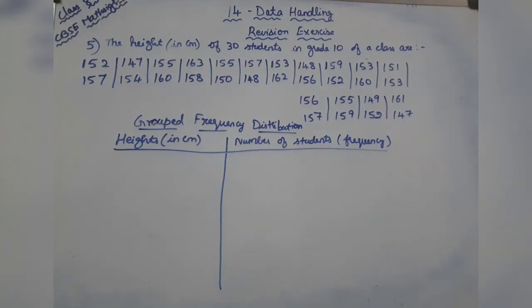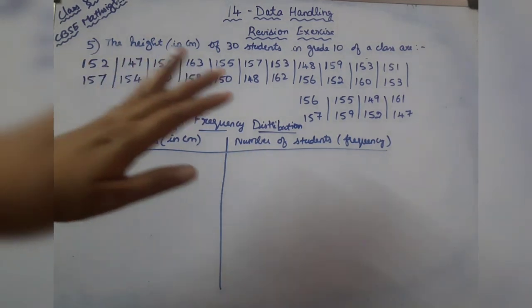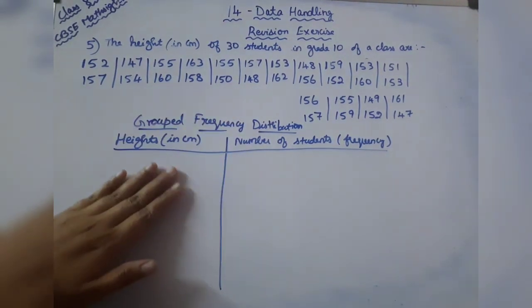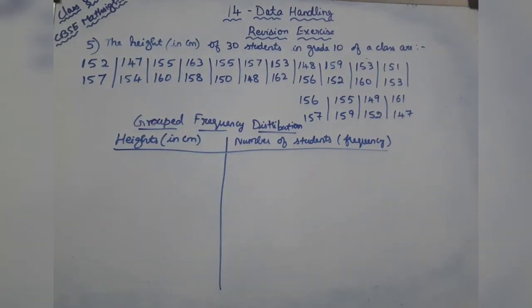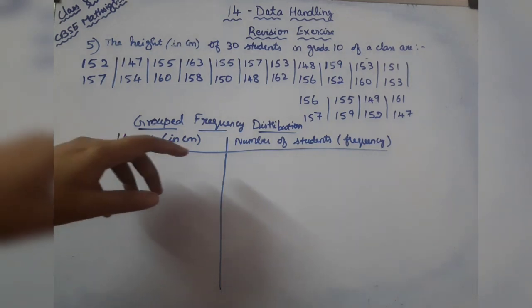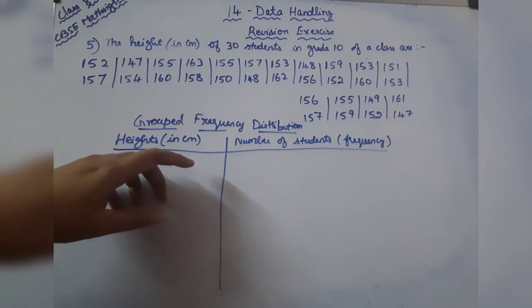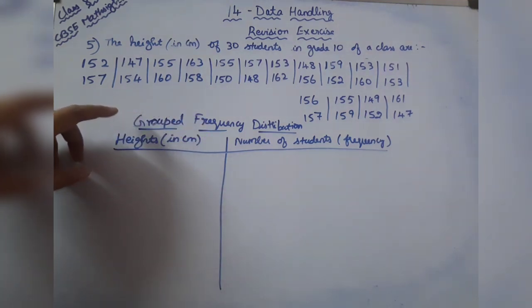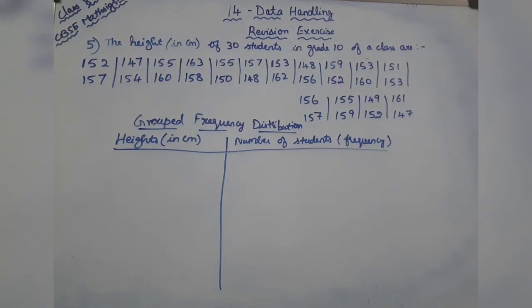They have asked us to construct a grouped frequency distribution table for the given data. Since we have 30 students, we have to classify the data as a frequency distribution table. We can see from which interval the data starts. 146 will be the starting height of the student, and the maximum height will be 164.